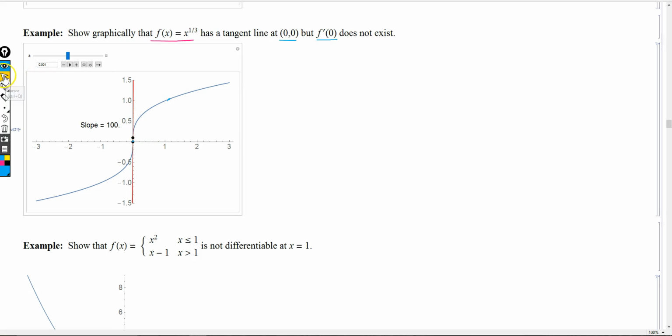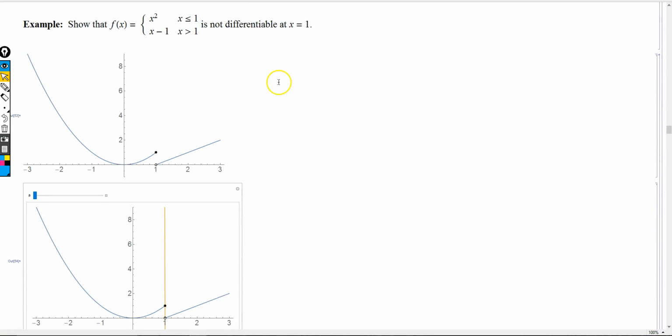Let's take a look at another example. Here we have a piecewise defined function: f of x equals x squared for x less than or equal to 1, and x minus 1 for x greater than 1. Here's what the graph of the function looks like, and you notice that we have this break discontinuity at 1. For that reason, this function is not going to be differentiable at x equaling 1. To see that, let's look at this other graphic down here.